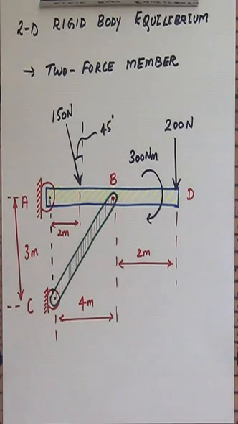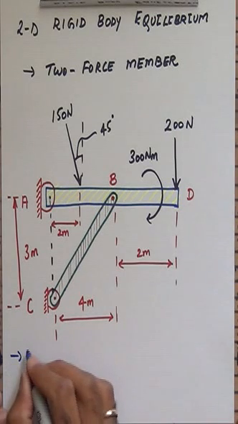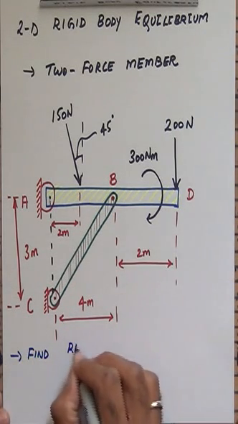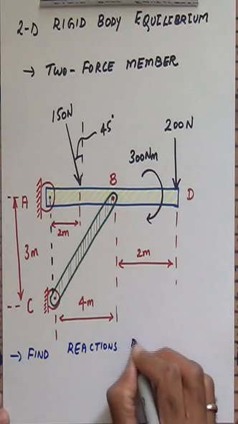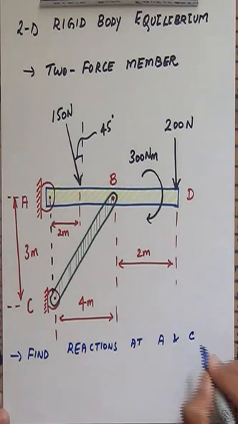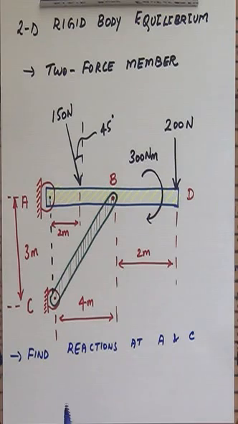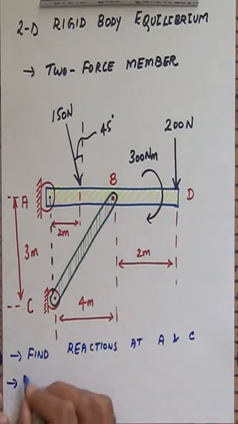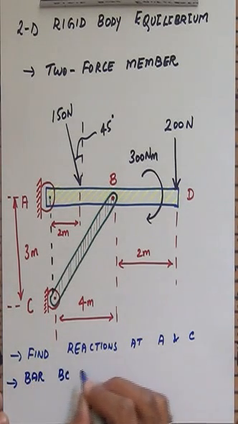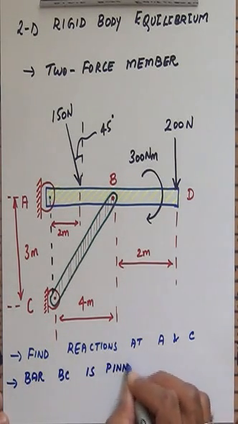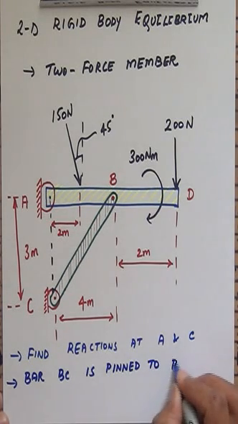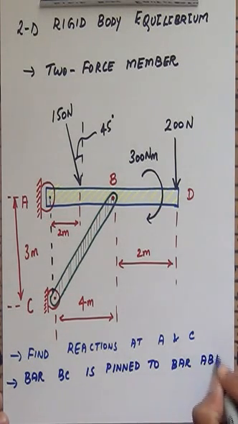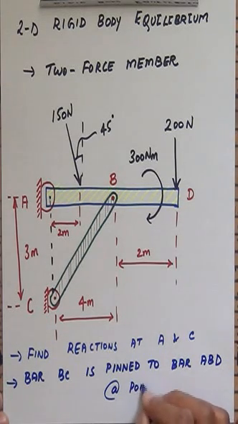We need to find support reactions at the point A and at the point C. Alright, so find support reactions at the point A and C, and we are told that the bar BC is pinned to the bar ABD at the point B.